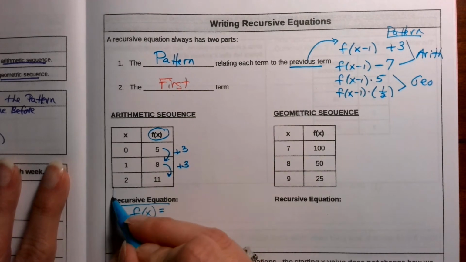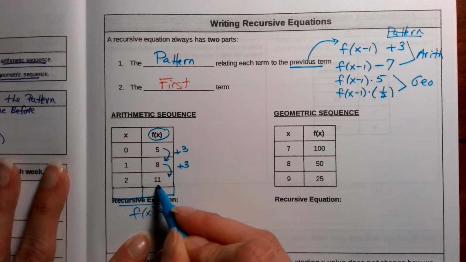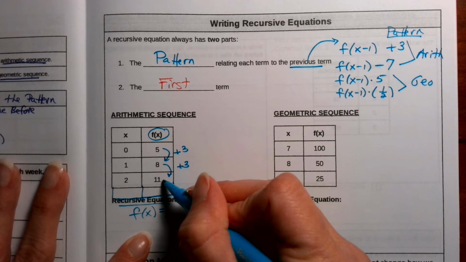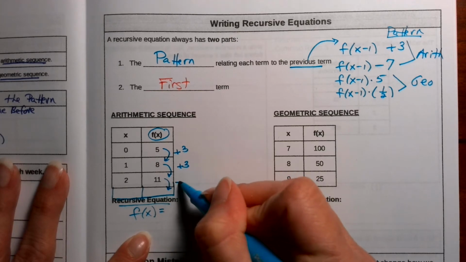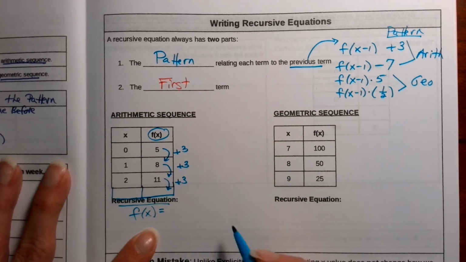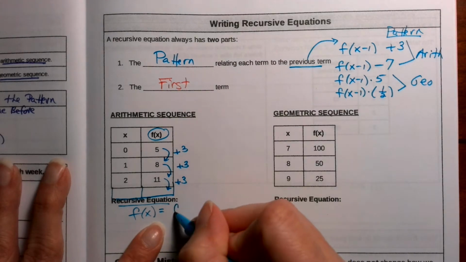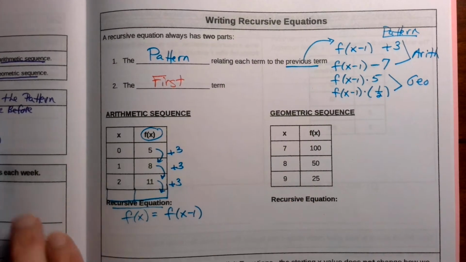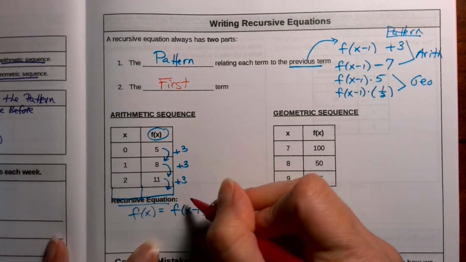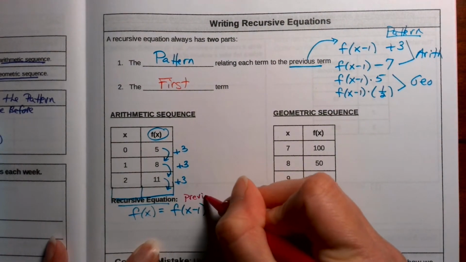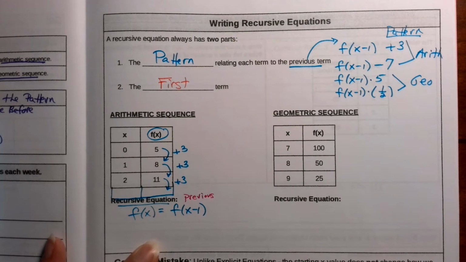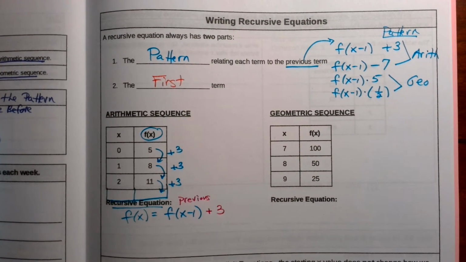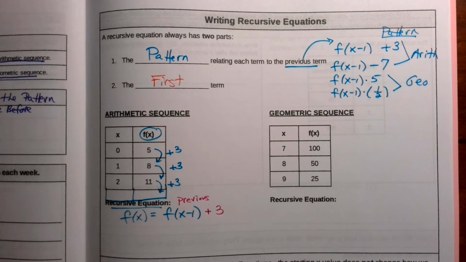If I asked you to fill out one more box in this table, how would you get the next value? You would go to the 11 and you would add 3. So the recursive equation is: take the previous. Whenever you write f of x minus 1, that means previous. And for this problem, it's add 3. That's all you have to do for recursive equations.